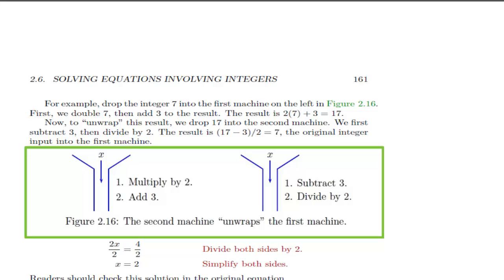First, we double 7, then add 3 to the result. The result is 2 times 7 plus 3 equals 17. Now, to unwrap this result, we drop 17 into the second machine. We first subtract 3, then divide by 2. The result is (17 minus 3) divided by 2 equals 7, the original integer input into the first machine.